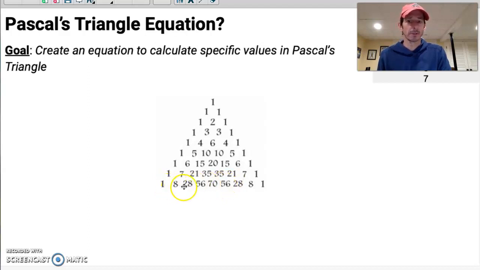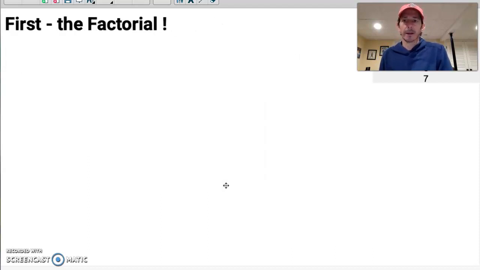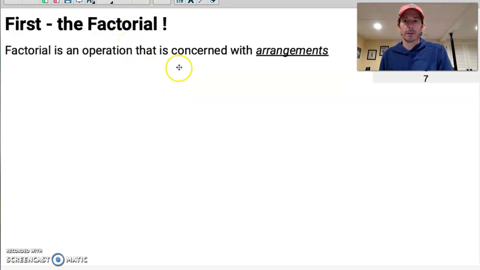And instead of having to write the whole triangle out, go to the 8th row, find across where the 5th or 6th term happens to be, and what that coefficient or number would be, I can use a formula to do it. So we're going to kind of build that. And we're going to do it using a new function called the factorial. And it cares about the number of ways something can be arranged.